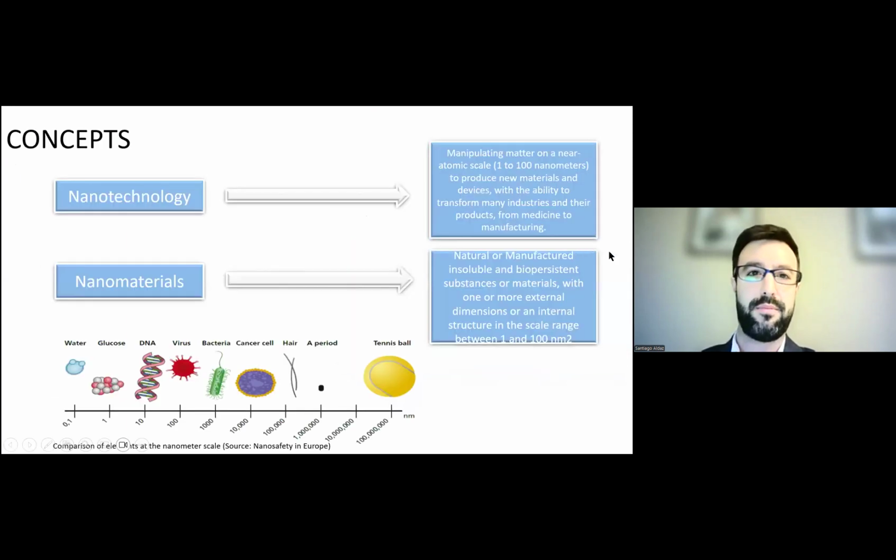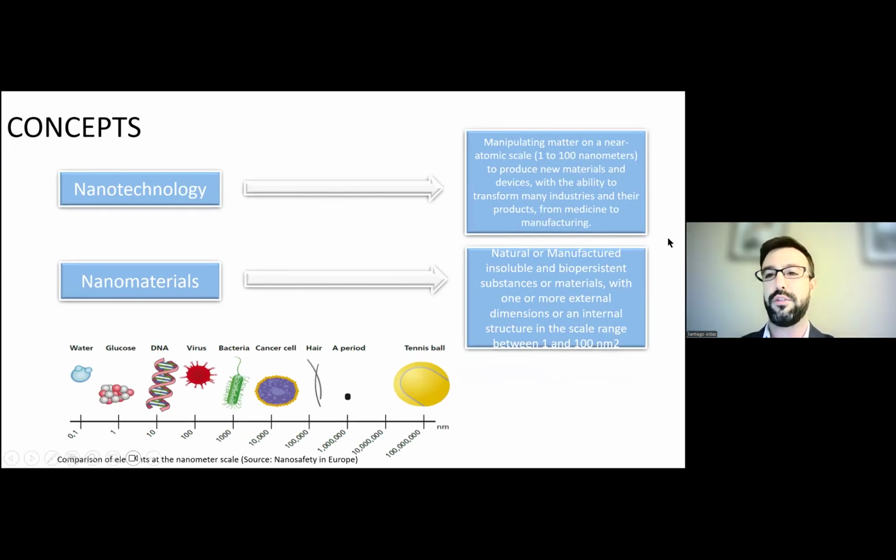Let's make a brief comment about some basic concepts. So we know that nanotechnology is the science that studies manipulation of matter on a near atomic scale that goes from 1 to 100 nanometers to produce new materials and devices with the ability to transform many industries and their products. That goes from the medical industry, as we've seen in the speech before, to manufacturing like textile industries.